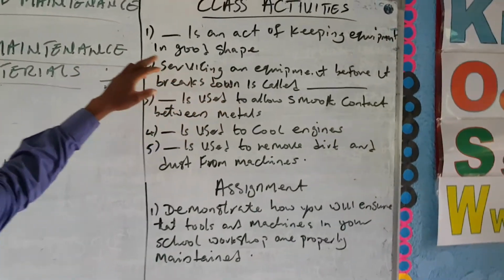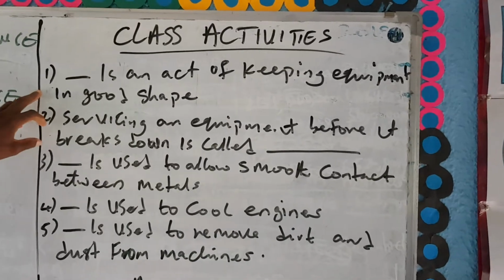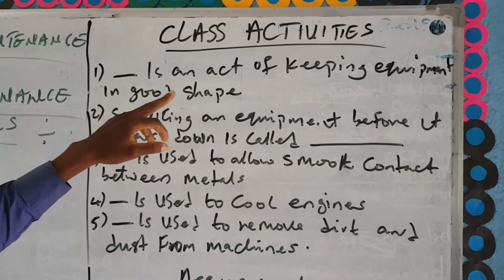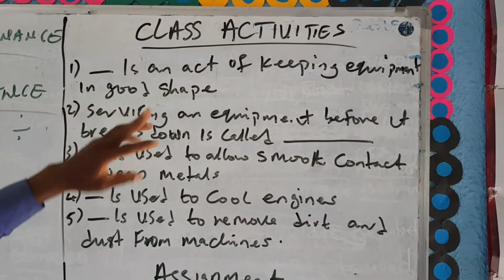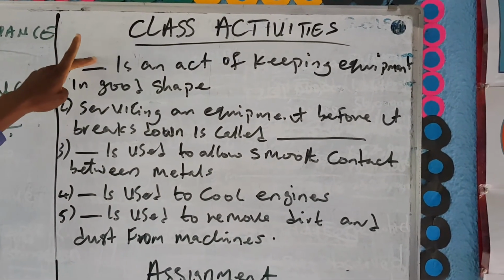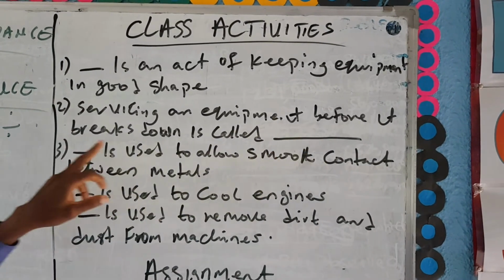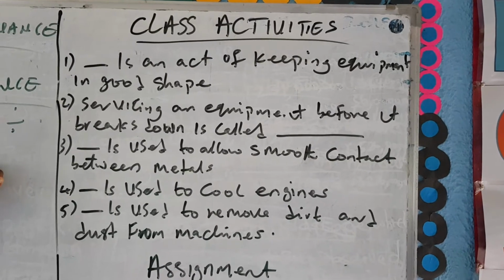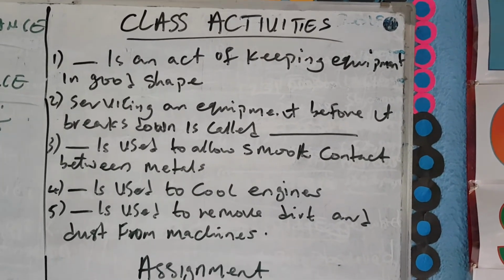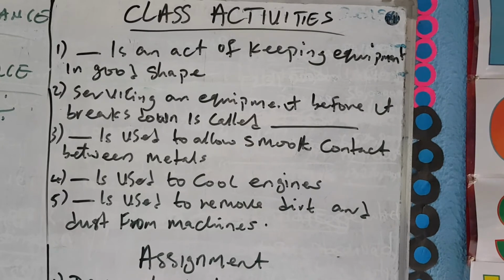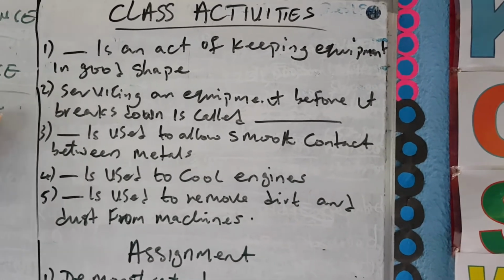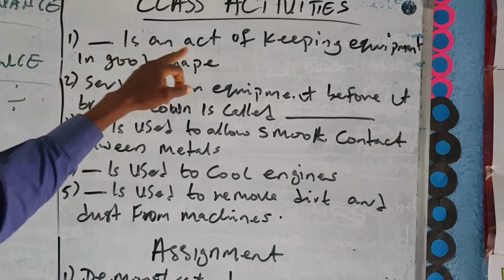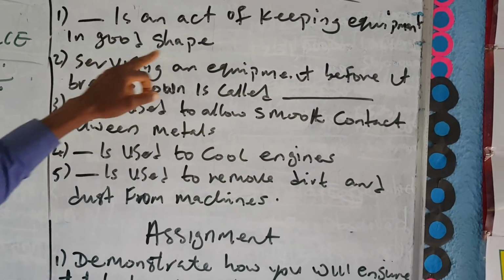Class activities, where the students are meant to fill in the gaps. Number one, dash is an act of keeping equipment in good condition. You see the dash here, you fill the answer here. I've explained it before, so the answers are there. If you pay attention, you will be able to solve it. I repeat again: dash is an act of keeping equipment in good shape.